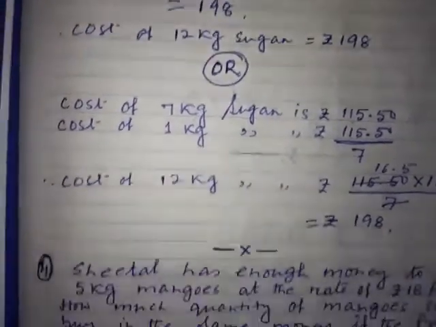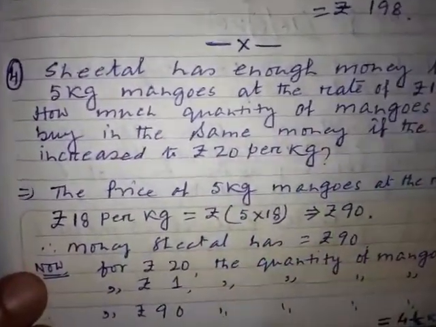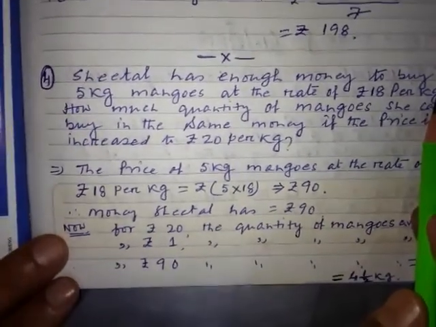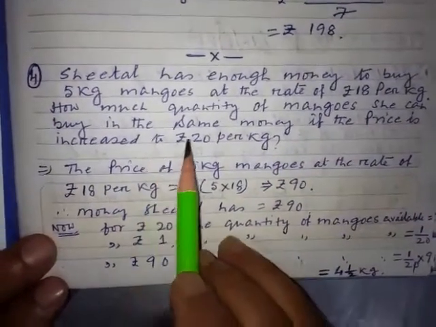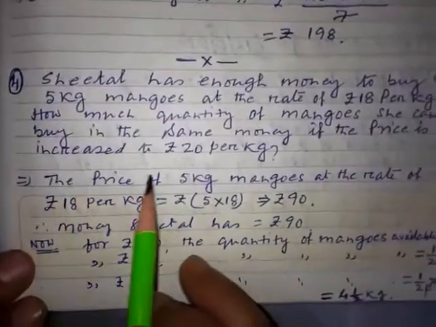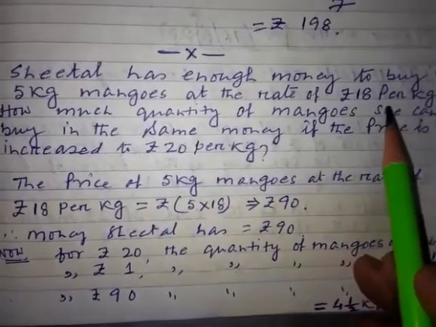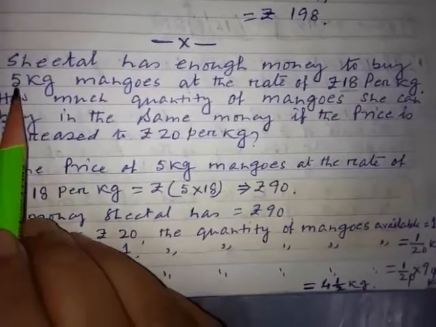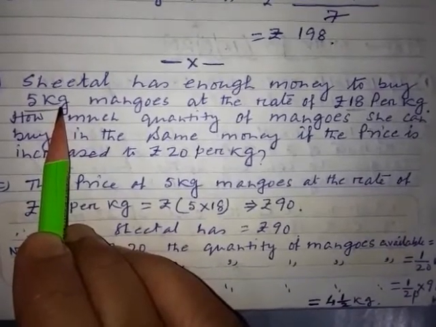Okay, one more problem is there. Let me explain. This is the fourth problem. Sheetal has enough money to buy 5 kg of mango at the rate of 18 per kg. How much quantity of mango can she buy if the price is increased to 20 rupees per kg? Earlier what happened? The cost of mangoes was how much earlier? 18 rupees. In 18 rupees, how many kilos of mango did she buy? She bought 5 kilos.